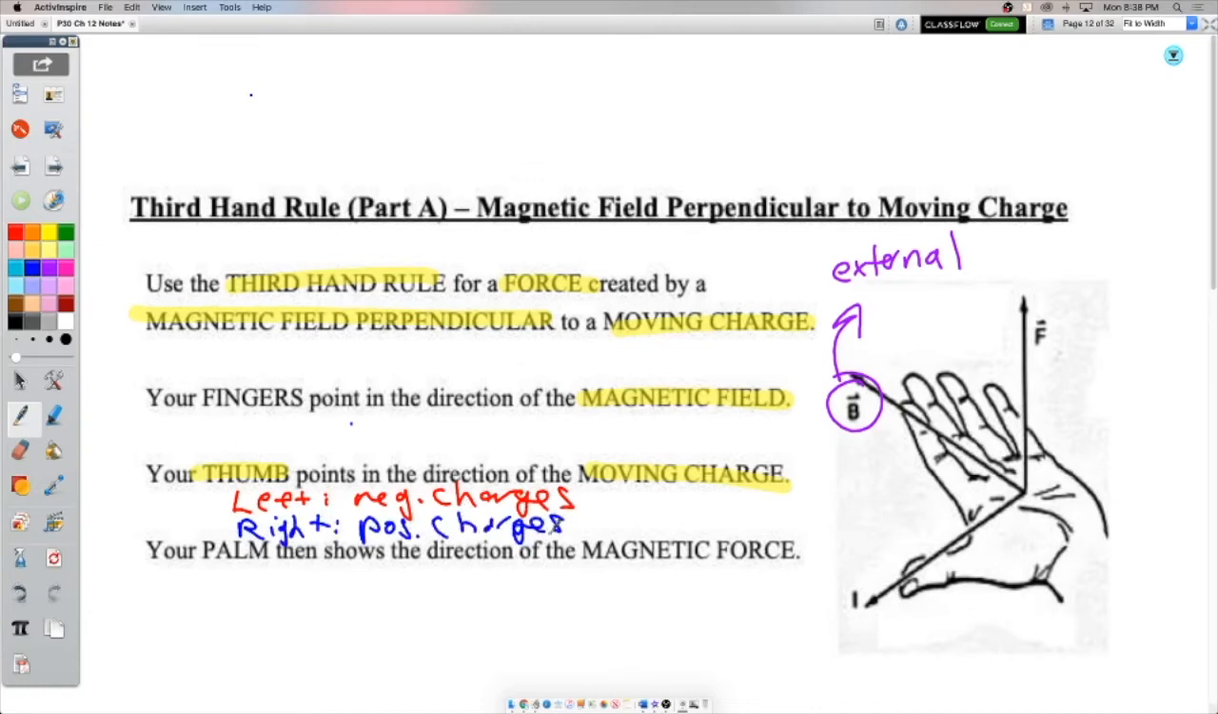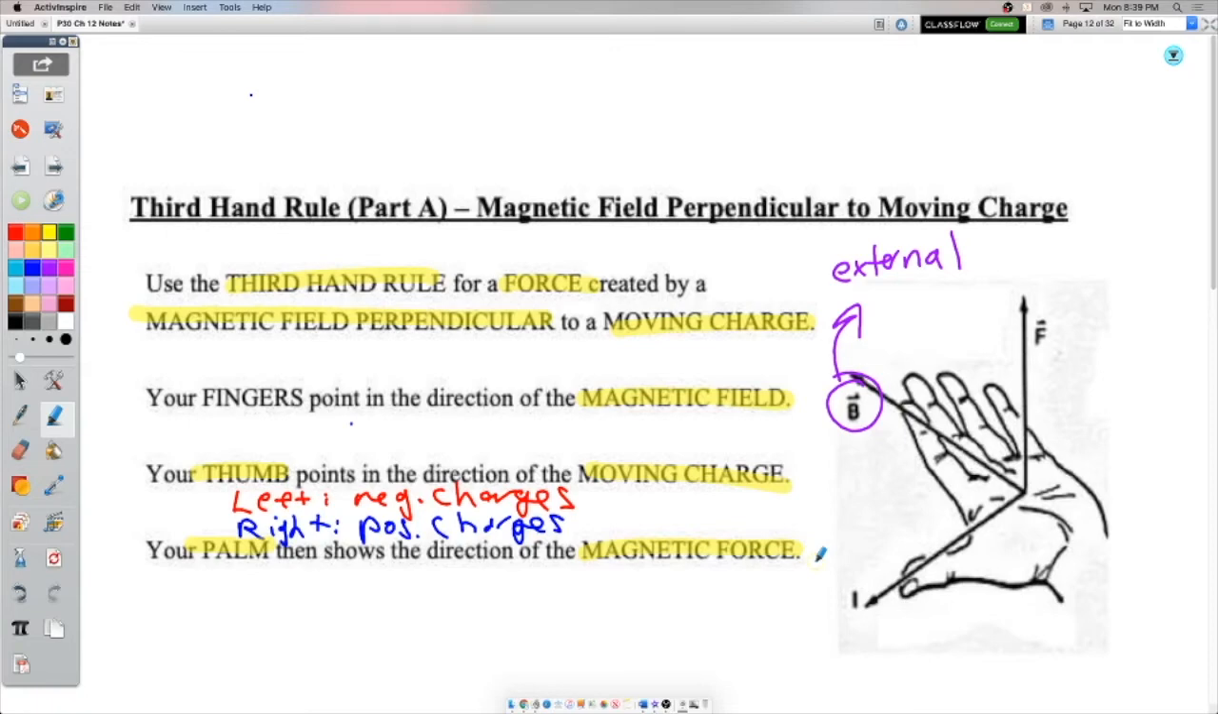So this third hand rule applies the same for your fingers and your thumb. It's the same as the first hand rule. The difference is that this magnetic field is not induced. It's the external one. But like the first hand rule, thumb is the direction of the charge motion and fingers are the magnetic field. Your palm, and this is what I like about this one, your palm shows the direction of the magnetic force. When I get on camera and show you, you'll see, it's like a push. A force is a push, so your palm is going to push in the direction of the magnetic force that results from this charge moving in a field.